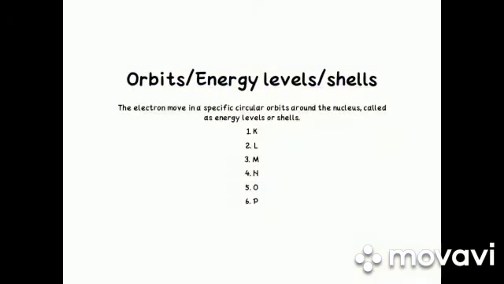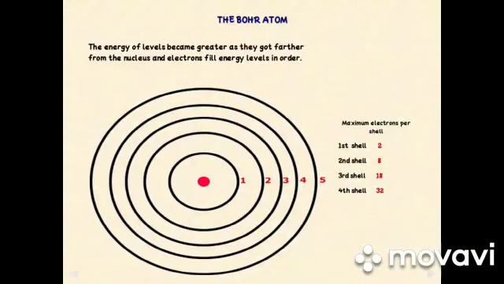Our today's topic is electronic configuration based on the Bohr's model. Students, according to the Bohr's theory, the electrons move in specific circular orbits around the nucleus, much like the Earth moves around the Sun. So these orbits are called energy levels or shells and are designated as K, L, M, N, O, P. These are represented by 1, 2, 3, 4, 5, 6, starting from 1 nearest to the nucleus. As you can see, this is the nucleus and the first shell is nearest the nucleus.